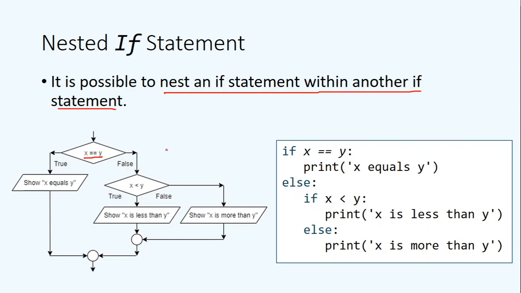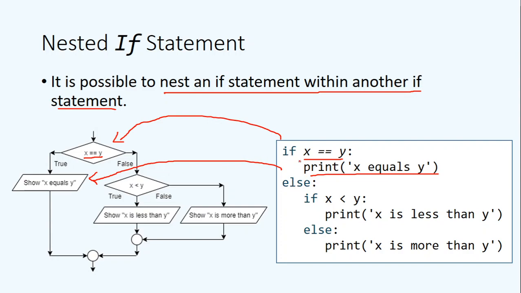So how do we represent this code in Python? Let's look at the code on the right-hand side. Here you can see, first of all, we begin with an if statement that says if x is equal to y. This if statement corresponds to this flowchart, in particular this decision block. If x is equal to y, then we just print x equals to y. This actually corresponds to this block.